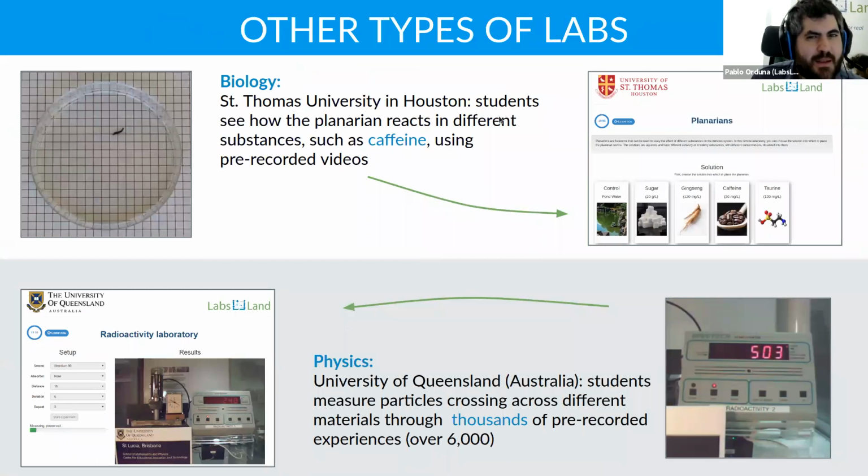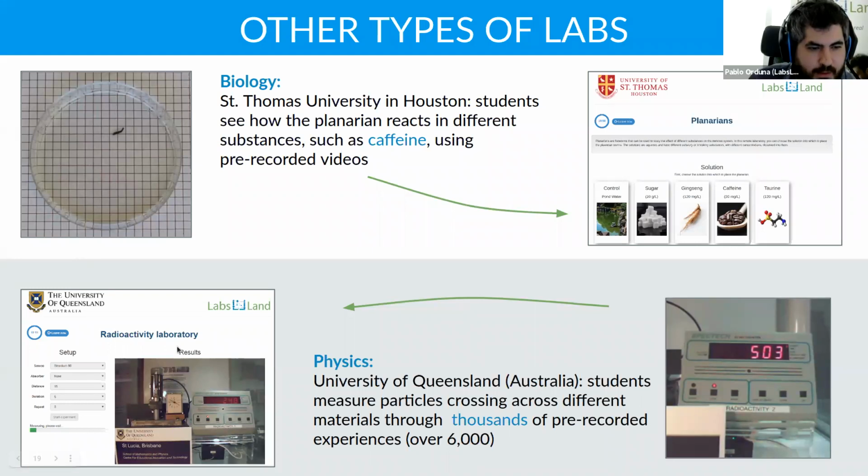In LabsLand, we also have many other types of laboratories, for example biology and physics, and these are a different type of laboratory. These are what we call the ultra concurrent laboratories. This means that the students can access pre-recorded experiences of these laboratories.